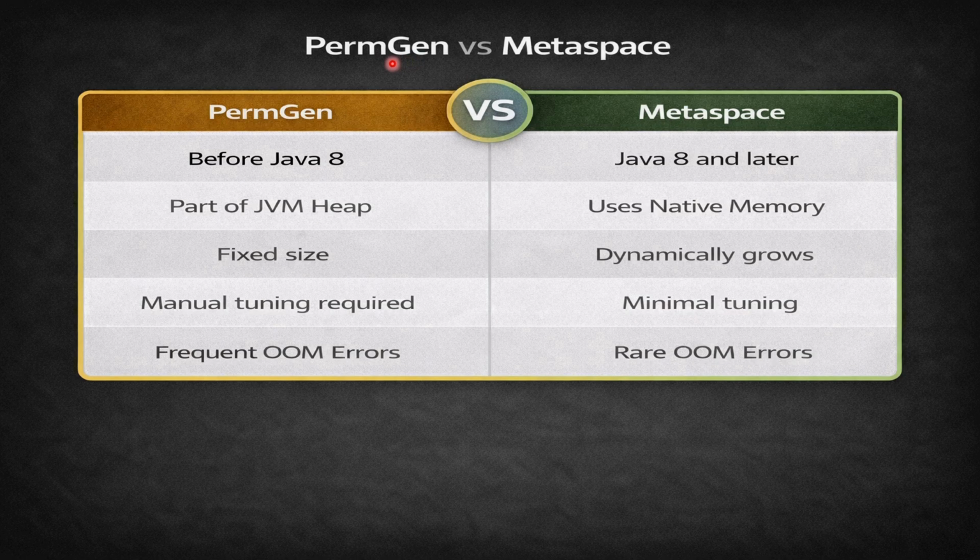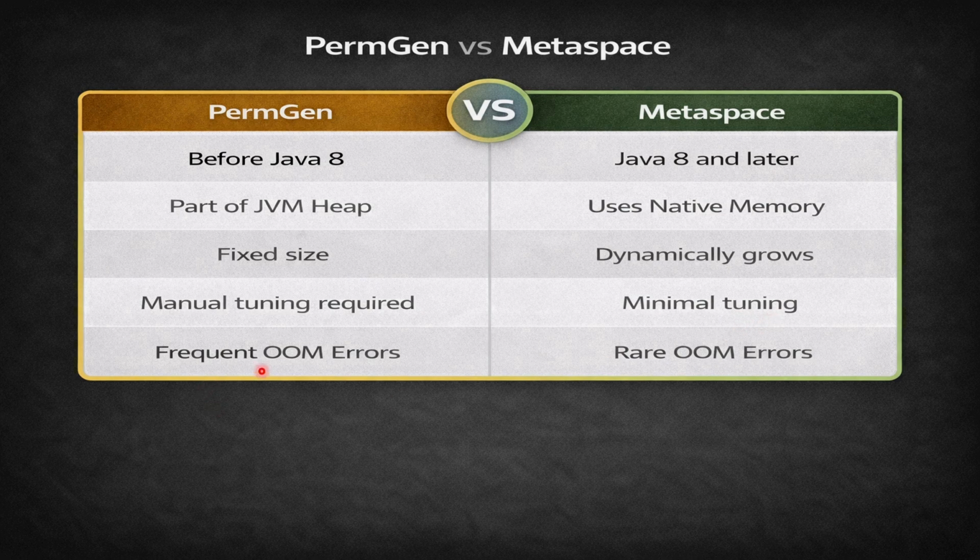Now this is just a comparison chart between perm generation versus metaspace. Perm generation was introduced before Java 8, metaspace was introduced in Java 8 and later. Perm generation was a part of the JVM heap and metaspace uses native memory. Perm generation has a fixed size whereas metaspace dynamically grows. In perm generation, manual tuning is required, while in metaspace, minimal tuning is required.